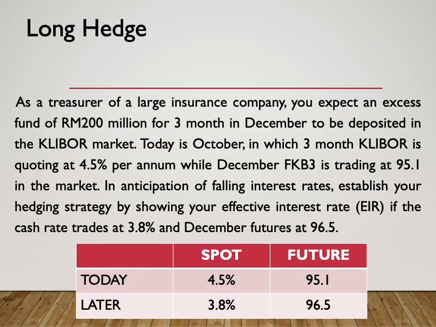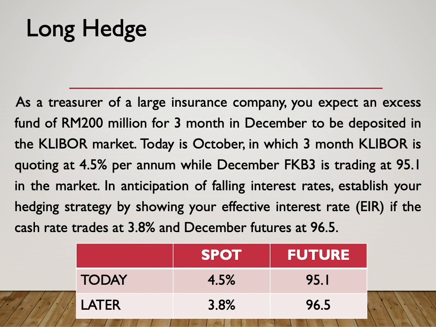This is an example for a long hedge strategy case. As a treasurer of a large insurance company, you expect an excess fund of 200 million for 3 months in December to be deposited in the CLIBOR market. Today is October, in which 3-month CLIBOR is quoting at 4.5% per annum, while December FKB3 is trading at 95.1 in the market. In anticipation of falling interest rate, establish your hedging strategy by showing your effective interest rate if the cash rate trades at 3.8% and December futures at 96.5.